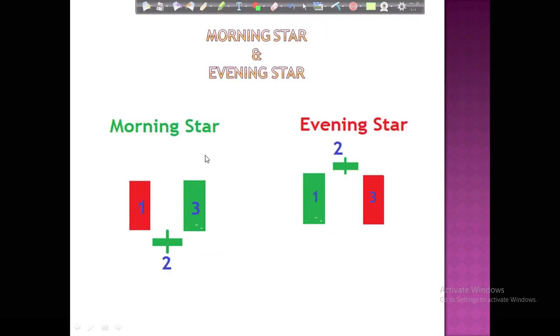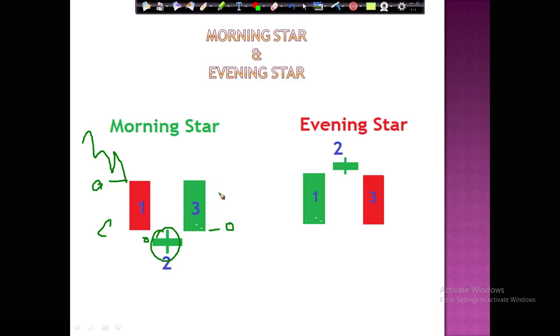Next, morning star. I think everybody knows this one. So price is running like that. Bearish candle, this is the open, this is the close. And then the next day it opens a little higher. This candle doesn't matter. Next candle, this is the open, this is the close, and we are looking for a buy above this candle.